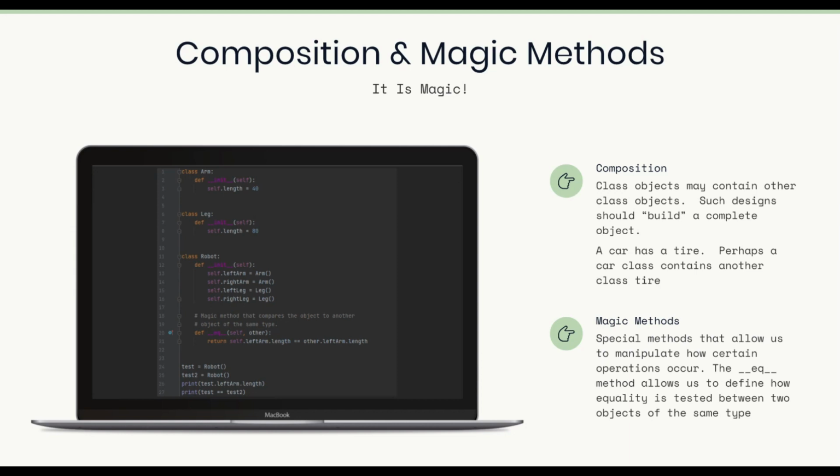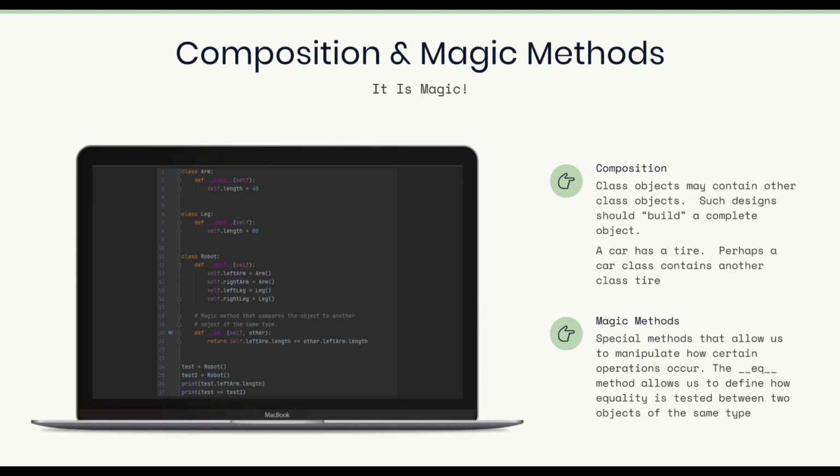The __eq__, which is referring to the equality method, allows us to define how equality is tested between two objects of the same type. So if we look over in the example, we can see we have a class arm, a class leg, and then a class robot that is comprised of a left arm, a right arm, which are both the arm class, and a left leg and a right leg, which are both the leg class. Now again, these are just examples, so they're much shorter than they would be in a real program. And so that's a representation of composition. We're building a class off of other classes.